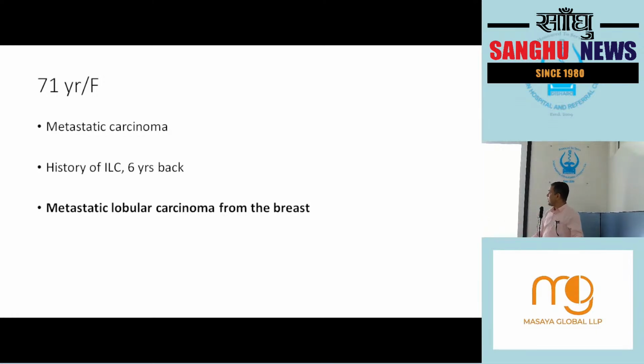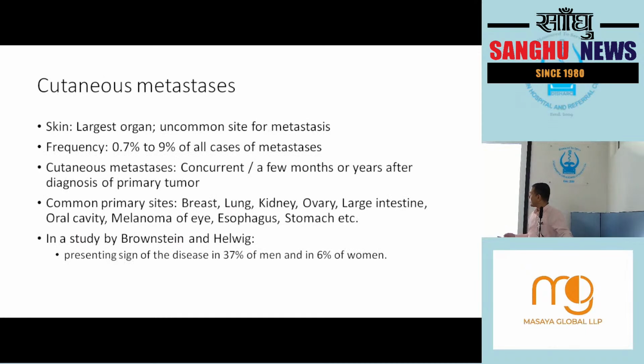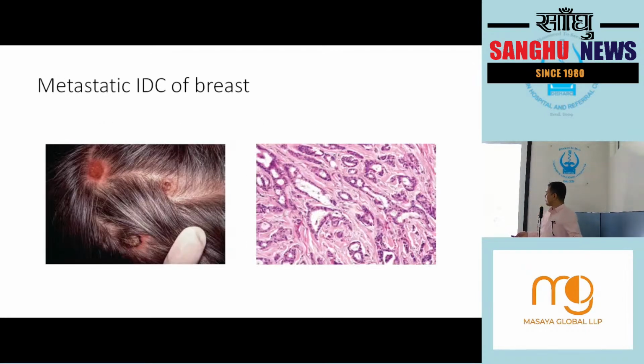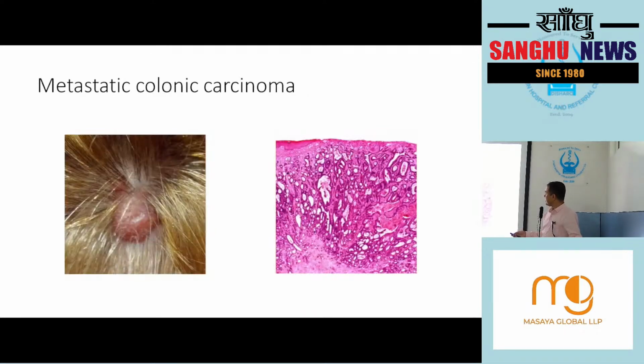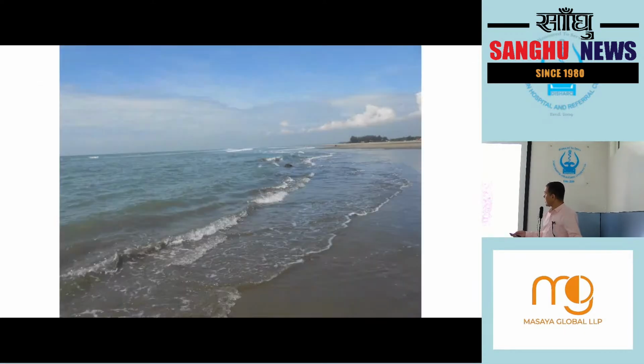She had a history of ILC 6 years back. It looks like a lymphoma, but it is not. This is a mimicker. These are some metastases. You see, this is a breast scalp nodule. This is a nodule in the skin of the lip. This is a scalp nodule, colonic adenocarcinoma.